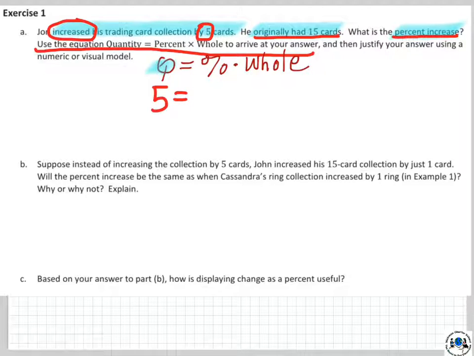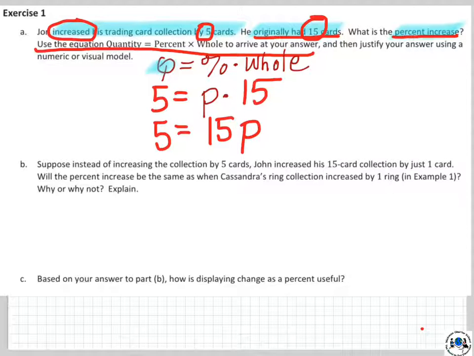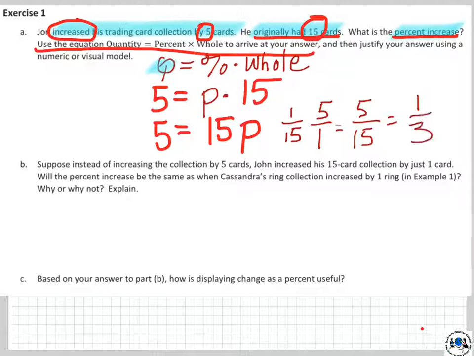But in this case, the quantity we're talking about is 5. How does 5 compare to the original, which is 15? What percentage of 15 is 5? So what was this increase? We'll keep moving that along, and then of course 5 equals 15p, always turning around, same as p times 15.